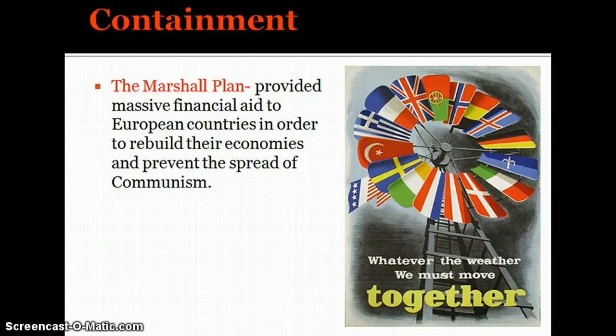The policy of containment went even further when the Marshall Plan was developed. It's also known as the European Recovery Program. The Marshall Plan provided massive financial aid to European countries to help rebuild their economies and to prevent the spread of communism.